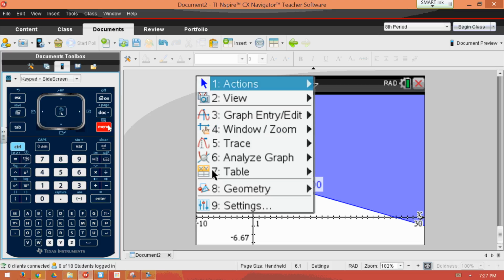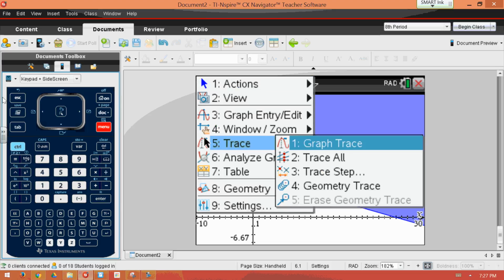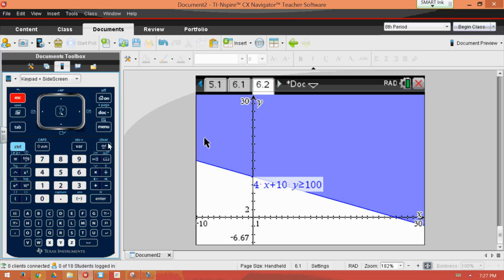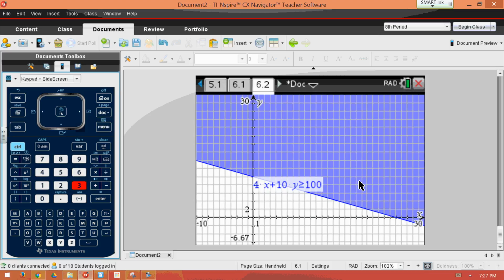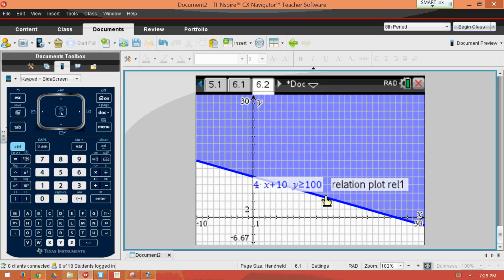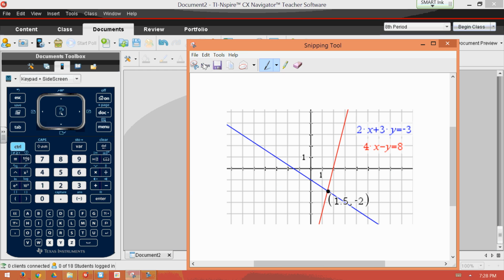And if I want it to be pretty, I could go ahead and escape all this. I could also go menu 2, 6, 3. And then you can see here clearly, this is a solid line. I'm going to make it obvious. Now you can see that that's a solid line and it is shaded above. So, I'm actually going to import this in.